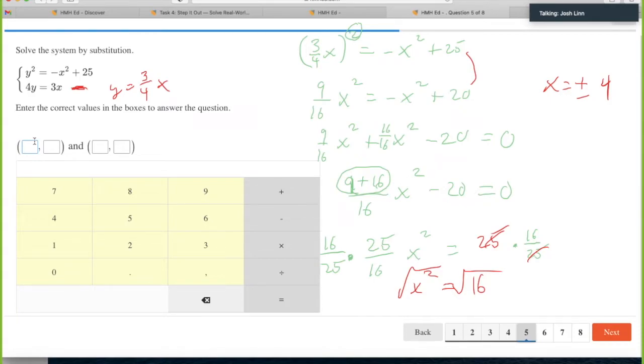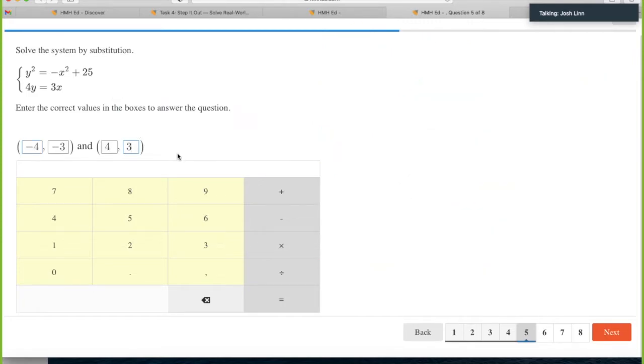So negative 4, negative 3. Then if I put in positive 4, y equals positive 3. See? There you go. And yes, I did check that answer. Make sure that it's right. Three more left. You can do it.